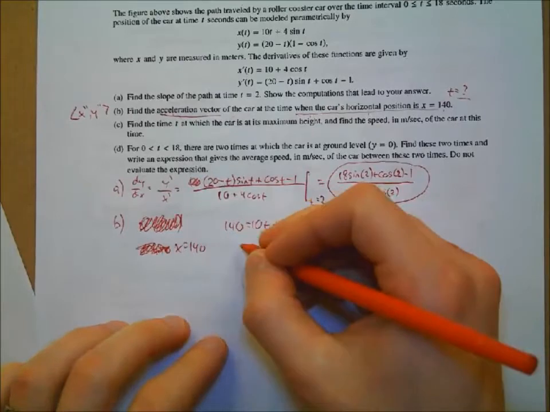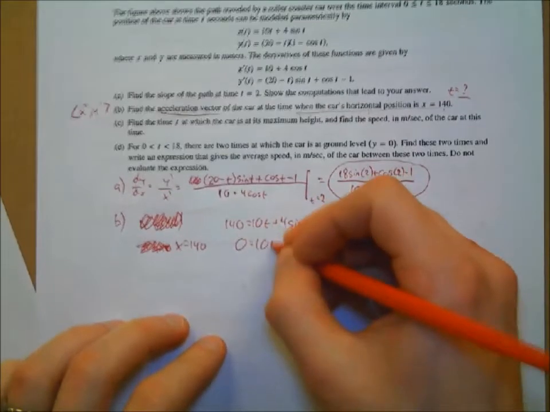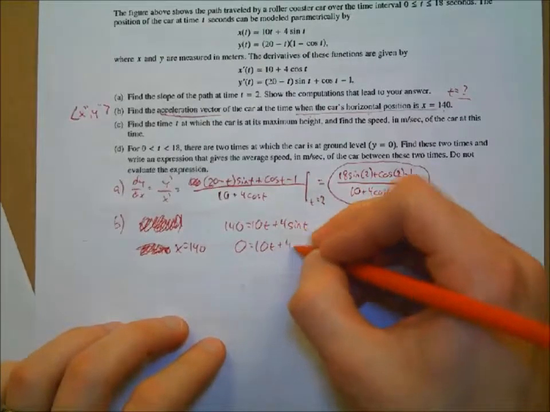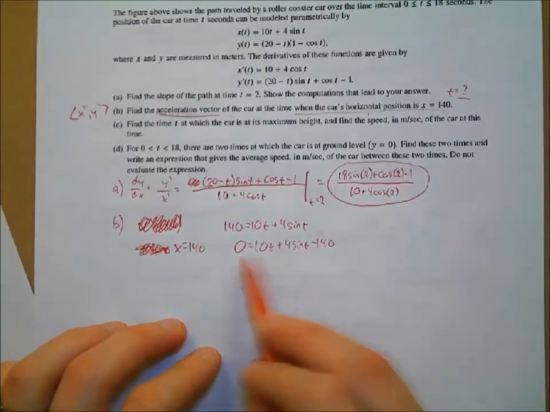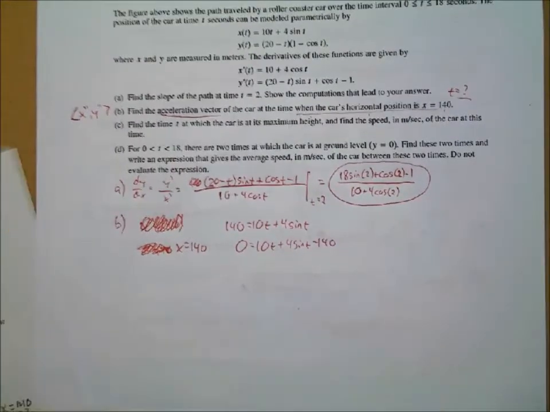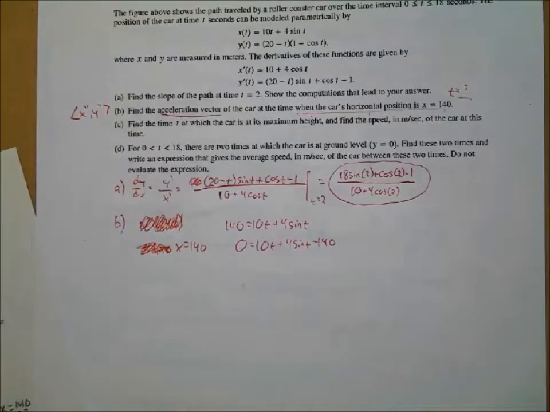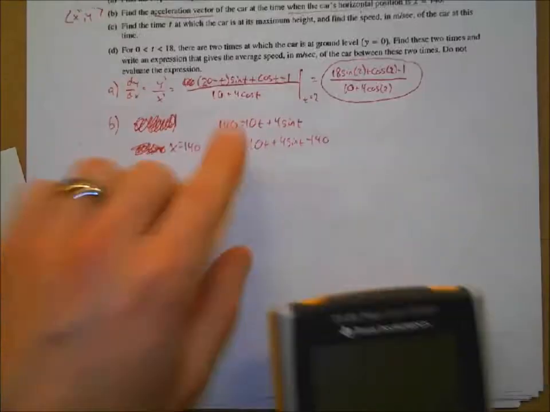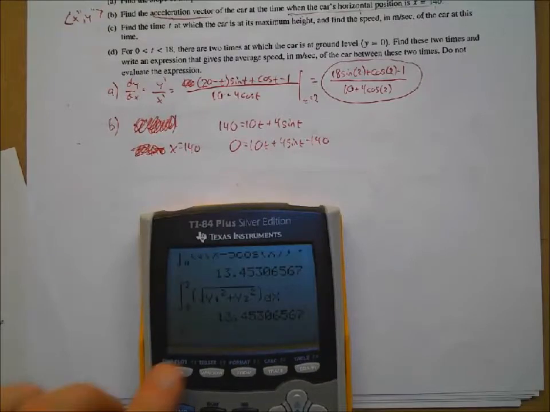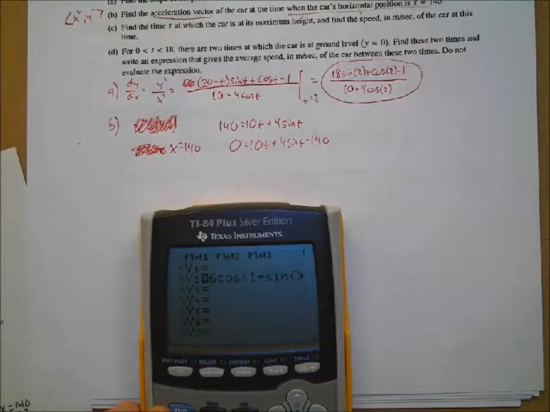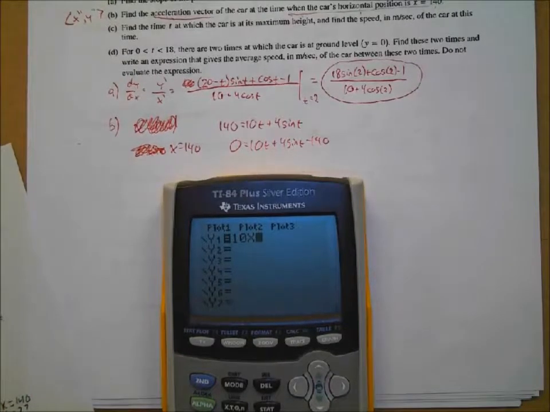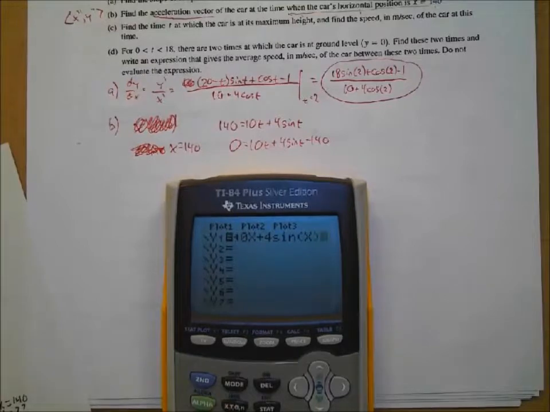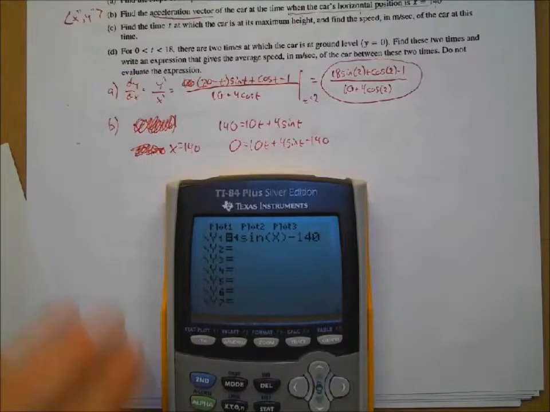I'm going to recommend that you subtract the 140 over, like so, because now we're looking just for zeros of this function. I think it's a little bit easier to find zeros than it is to find points of intersection. All right, so let's just find the zeros there. And again, it's not necessary to be in parametric here. We're just trying to find the zeros for a single function, so I'm going to stick to function mode here.